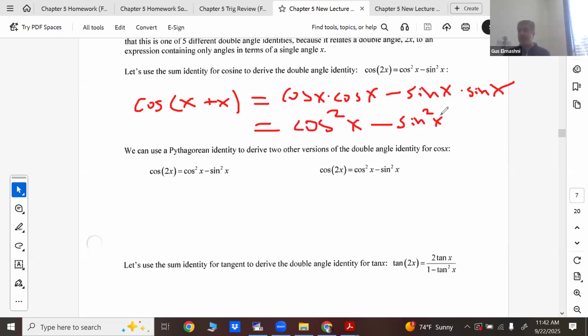So that's the double angle identity. Now here's a problem. Sometimes we do proofs that involve this, and sometimes that might make things more complicated. So we need to have some flexibility. If you think about it, we know the Pythagorean identity is this. We know this to be true.